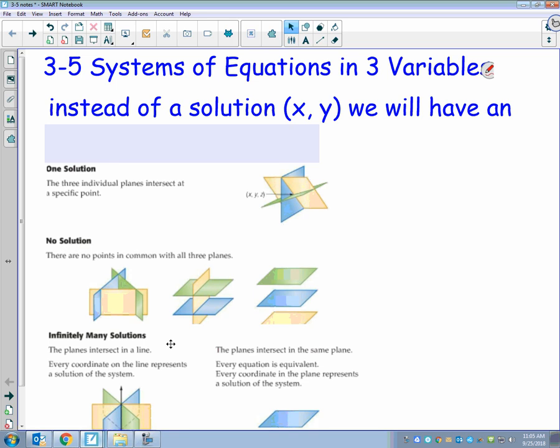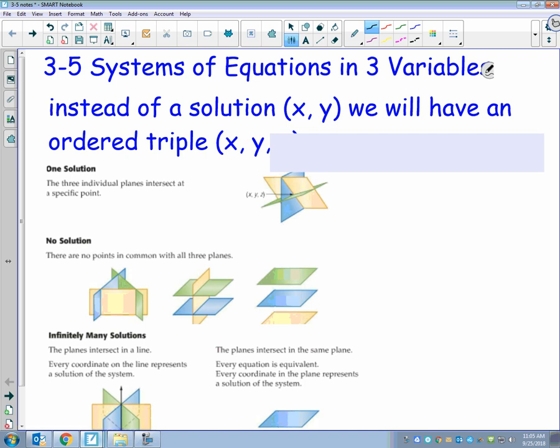So we've talked about systems of equations in 2 variables, but now we want to talk about systems of equations in 3 variables. So instead of an ordered pair xy solution, we will have an ordered triple, which is an xyz solution, which means if you graph on an xyz plane, it's 3-dimensional.